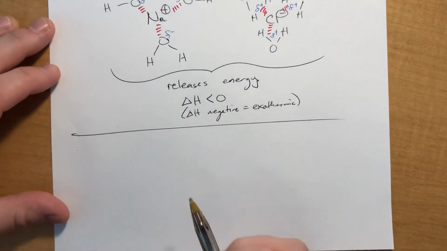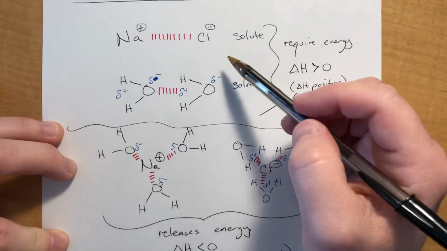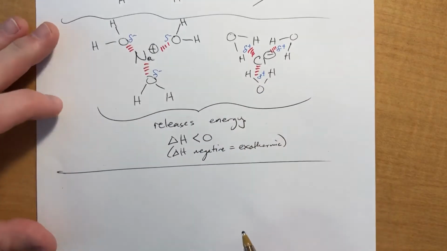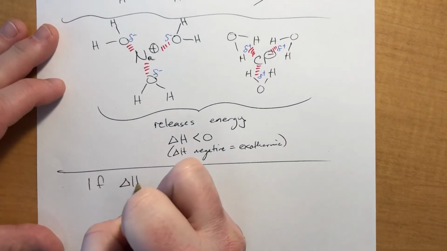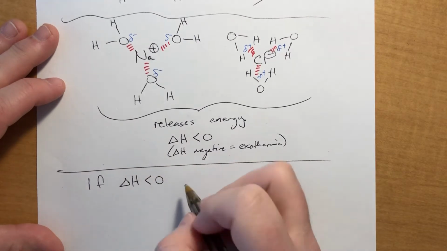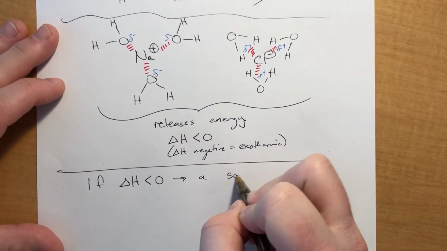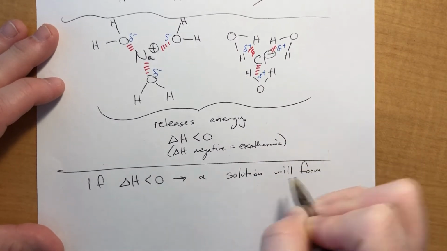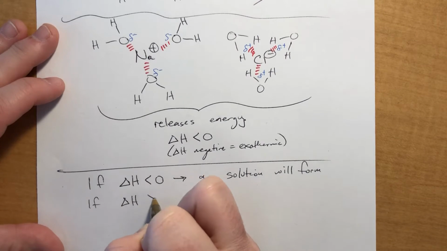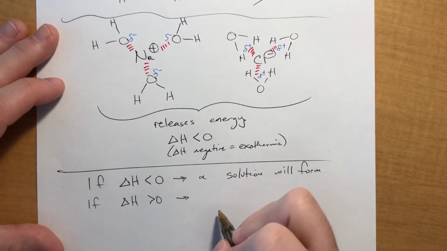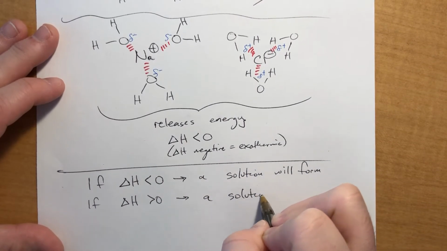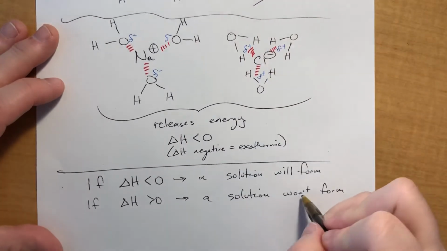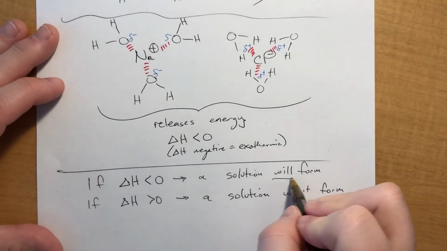For a given mixture, if you add up the energy required to rip this apart, the energy required to rip this apart, and the energy payoff of putting them together, if delta H is negative, a solution will form. If delta H is positive, a solution won't form. It's literally as simple as that. Of course, measuring these delta H values is really difficult, but the concept is not.